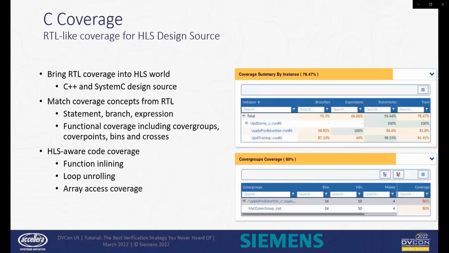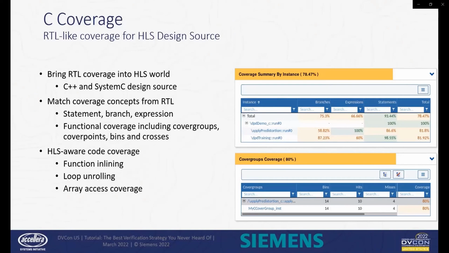RTL code coverage has been around for a long time. And with Catapult coverage, we're bringing RTL coverage concepts into the HLS world, essentially treating our C++ or SystemC design source as a hardware representation and producing RTL-like coverage data as a result. With Catapult coverage, we can measure statement, branch, and expression coverage data based on a pre-HLS design source. We can even embed a functional coverage model in our C source that will ultimately be rendered to look the same as what you'd expect to see in a functional coverage model written in SystemVerilog.